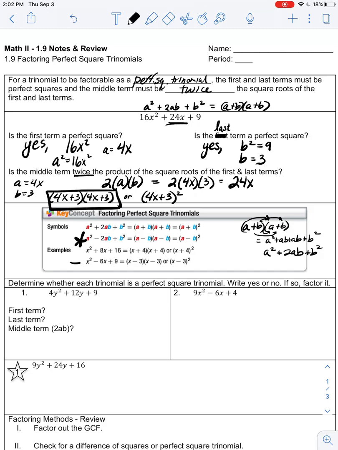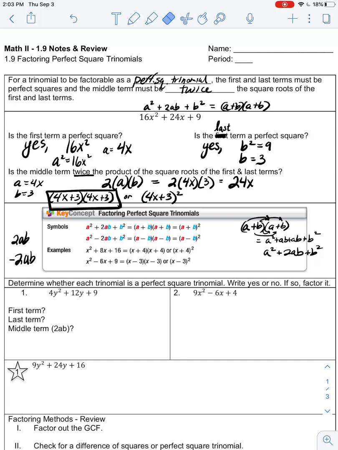So if we had, for example, x minus 3 times x minus 3, that's x squared minus 3x minus 3x plus 9. And that's x squared minus 6x plus 9. So again, this middle term needs to be 2 times a times b. And as a result of that, we're left with that middle term being 2ab. But in this case, it's negative. So if the middle term is negative, then you just check to see if it's negative 2ab. If it's positive, you just check to see if it's positive 2ab.